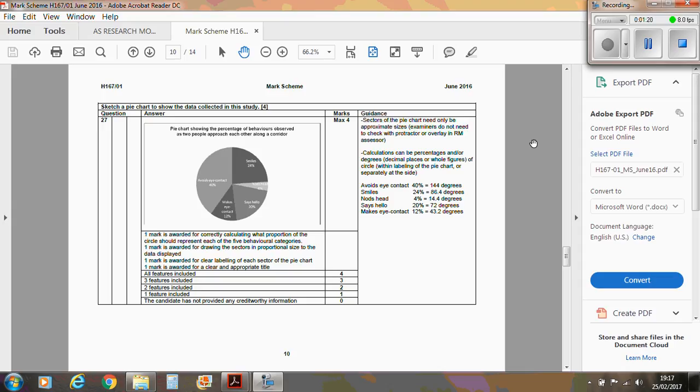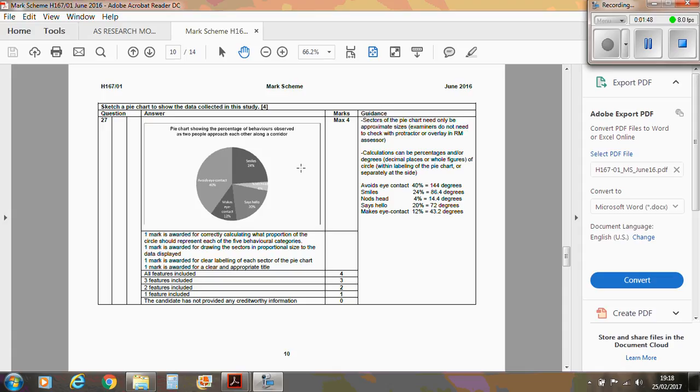In fact, it says here, 1 mark is awarded for correctly calculating what proportion of the circle should represent each of the 5 behavioural categories. So that's the percentages on there. Now, it says you can actually have the degrees on it as well. So you can either have percentages or the degrees, but obviously the percentage is better because it says pie chart showing the percentage of behaviours. It might be that next year they'll tighten up the mark scheme and just say that they want percentages on it rather than the degrees. So personally, I would probably just put the percentages on. So they need to be on there for a mark.